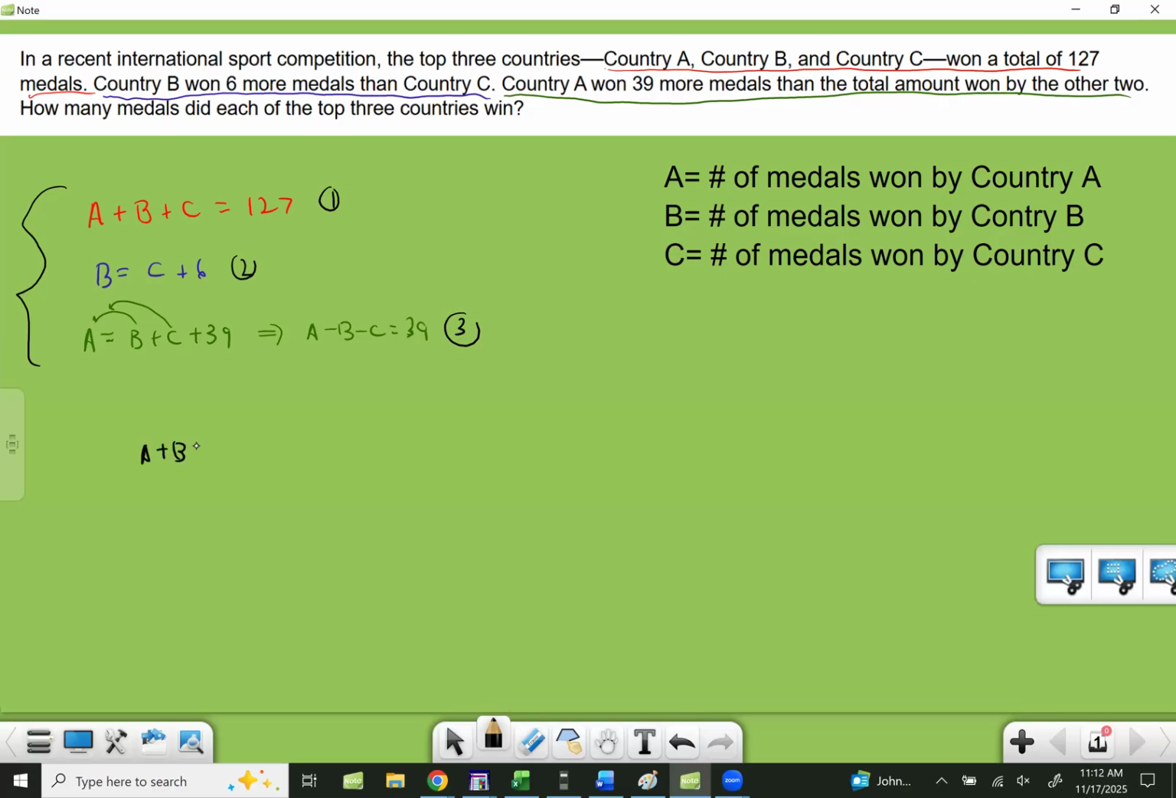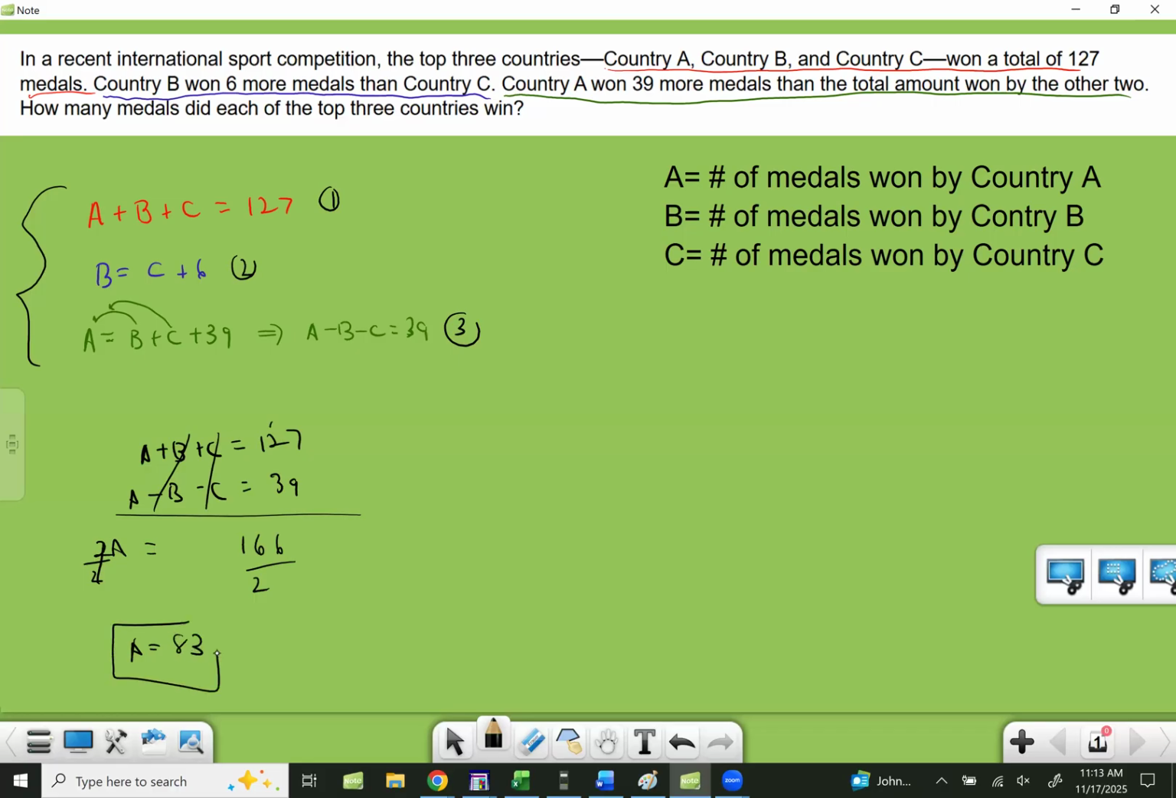So I'm going to put A plus B plus C equals 127 with A minus B minus C equals 39. Now, if I add downward, A plus A is 2A, and we can see that the B and C's are going to cancel out. So now I just have to figure out what 127 plus 39 is. So 7 plus 9 is 16, carry the 1. 3 plus 2 is 5, that one more makes it 6. And so it looks like it's going to be 166. So we'll divide both sides by 2, and we get that A is 83.